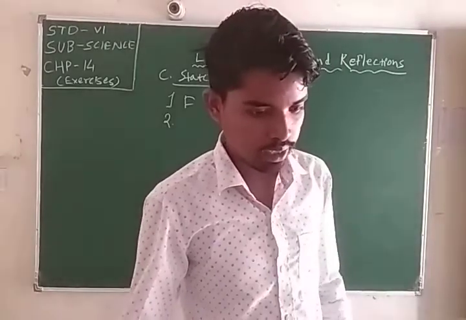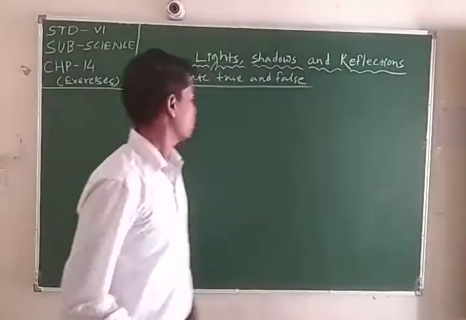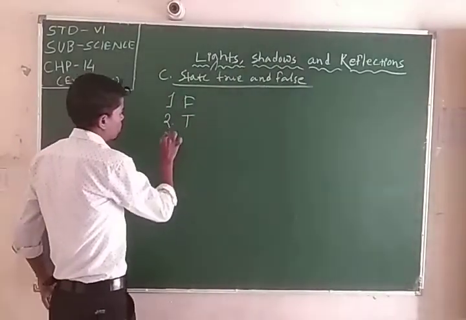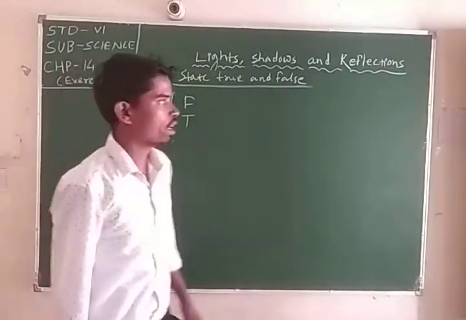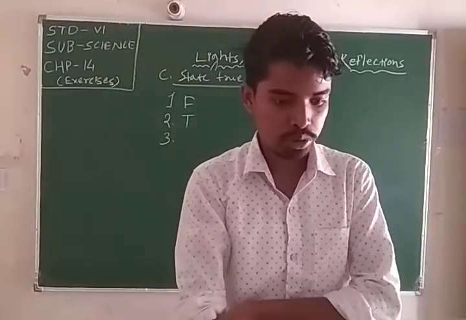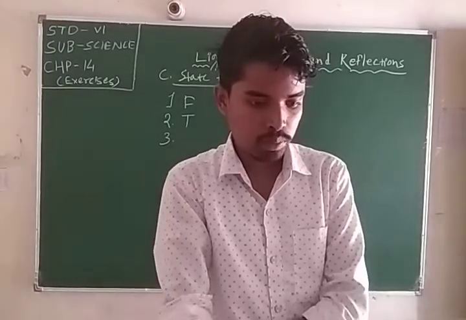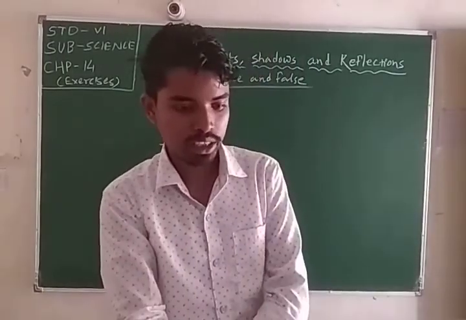Number 2, oil paper is an example of a translucent object. Okay, yes, true. Student, oil paper is translucent. Number 3, a pinhole camera works on the principle of rectilinear propagation of light.